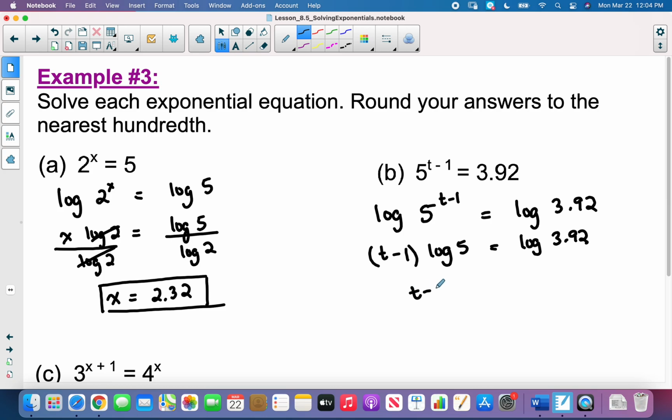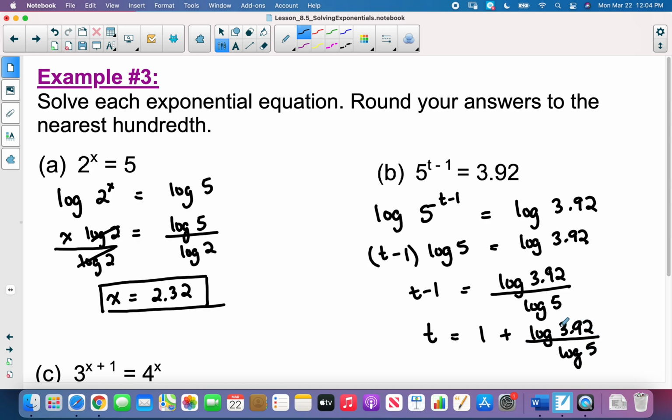So t minus 1 is equal to log of 3.92 divided by log of 5 because we're dividing both sides by log 5. And then we can say t is 1 plus log of 3.92 divided by log of 5. At this point, we can just use our calculator to evaluate, and we get that t is equal to 1.85. So there we have the answer for solving the variable t.